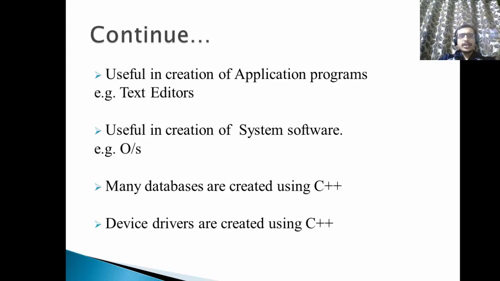So we can say that C++ is useful in the creation of application programs. This describes the feature that it is a general purpose programming language. It was developed to create different application programs. Examples of application programs are text editors, your Notepad, your WordPad, and so on. Different types of text editors are created with the help of C++.